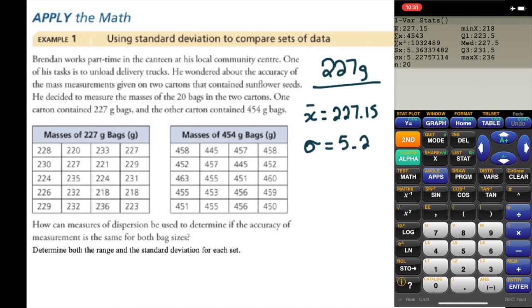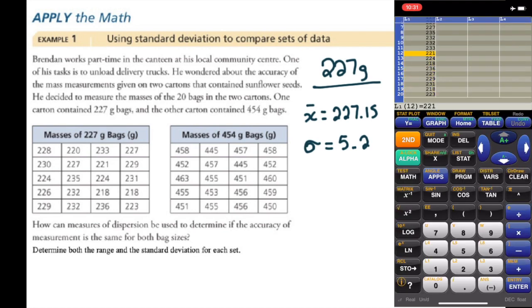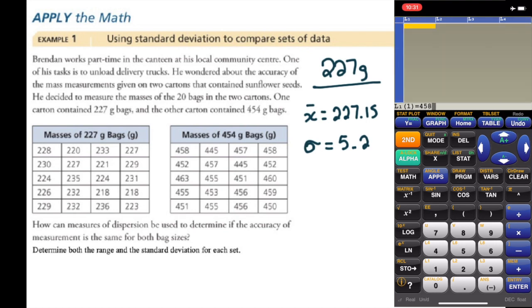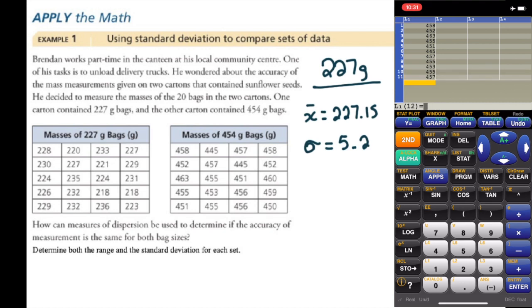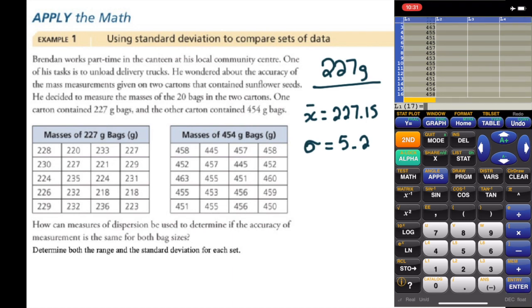We'll do the same thing with the 454 gram bags. Stat, edit, go all the way up to clear out this data from before. Enter the 454 gram bags. Now, as I'm entering the data, we would assume that the mean would be around 454. But using the standard deviation that we got from the 227 gram bags, it would be a fair assumption to assume that the standard deviation would be double, since these bags are double the weight anyways, assuming they'd be the same amount of spread.